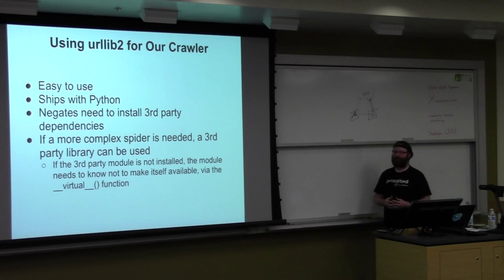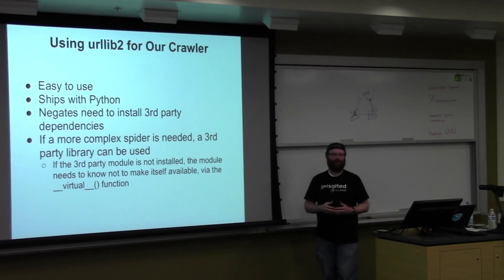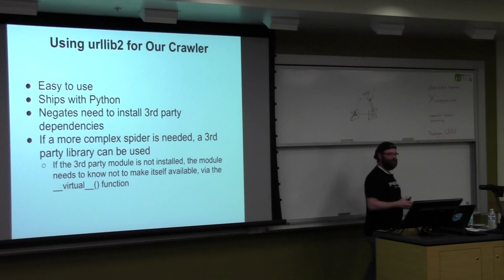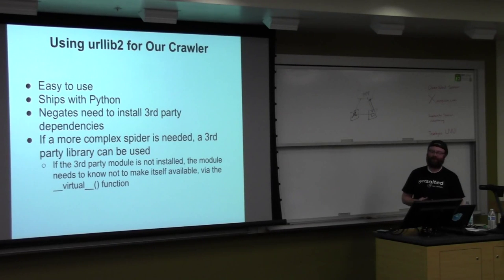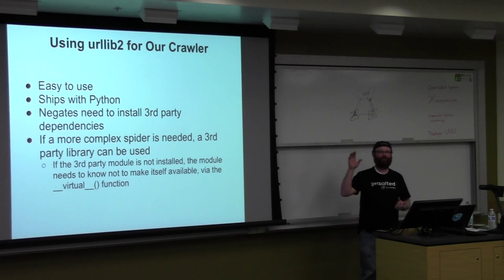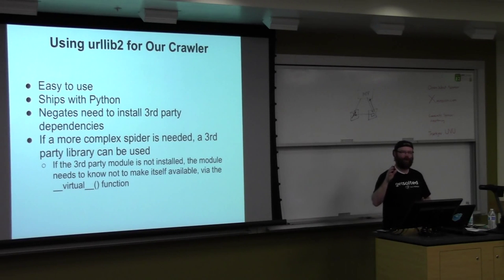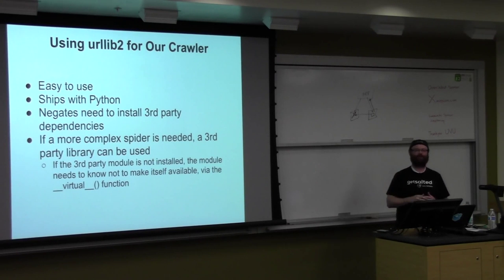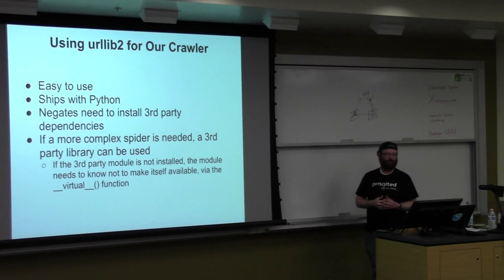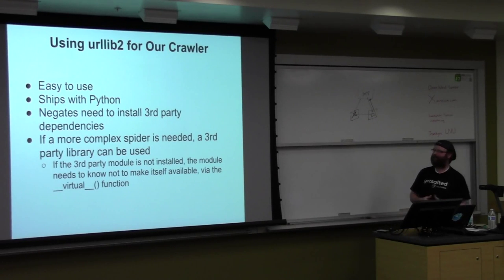So I'm going to use urllib2 for my crawler. It's a library that ships with Python. It's pretty easy to use. Anyone here in Python use requests? A couple people? You want to take a guess at why I'm not using requests? Because it's not included in the library. Because it doesn't come with Python. It doesn't ship with Python.